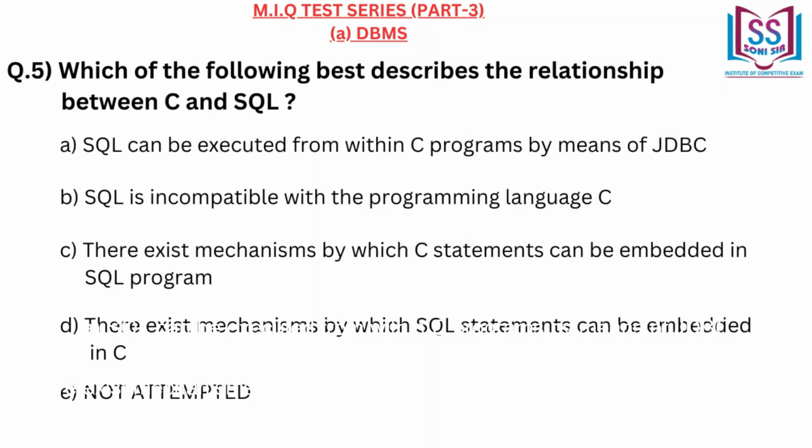Which of the following best describes the relationship between C and SQL? A. SQL can be executed from within C programs by means of JDBC. B. SQL is incompatible with the programming language C. C. There exist mechanisms by which C statements can be embedded in SQL program. D. There exist mechanisms by which SQL statements can be embedded in C.